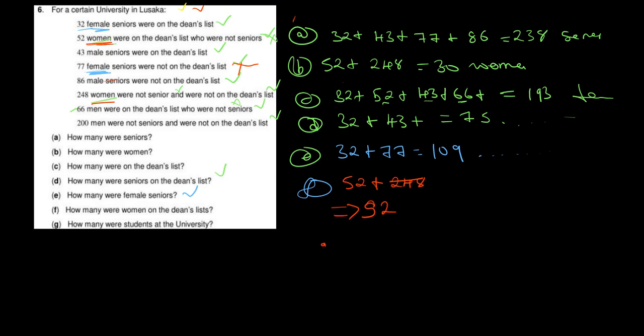What about G? How many were students at the university? What we do here is you add everyone here. We want to see everyone. Once you add this total, these ones were not seniors, but they were just found in the university. So you add it to give you 804. You just punch it on your calculator. So let's go to the next question.